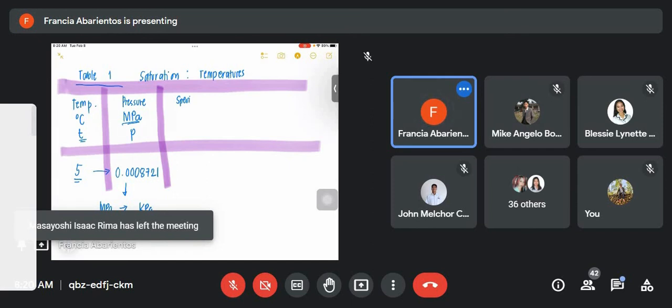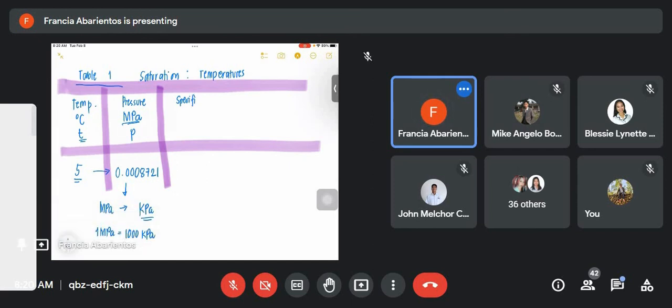Specific volume. Okay. Take note, we have the saturated liquid and the saturated vapor. Mamaya i-discuss ko ano pinagkaiba nitong specific volume at the saturated liquid and the specific volume at the saturated vapor.